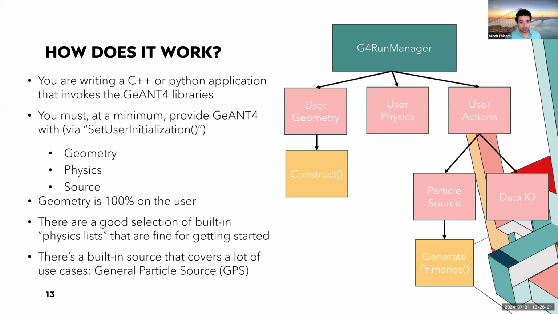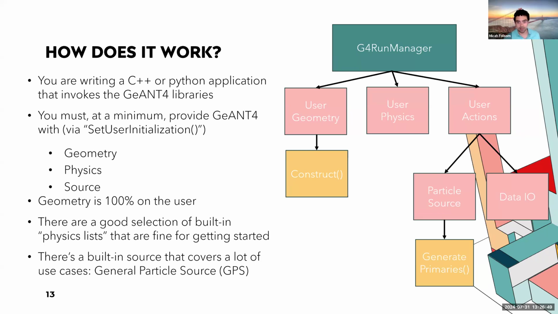So as a developer, you're actually writing a C++ or Python application that invokes the Geant4 libraries. You don't touch the top part, the Geant4 run manager. You don't define anything. You don't override anything. You interact with it and you tell it, here is my stuff. Here's my geometry. Here's my physics. Here's my custom actions. And you give it to it. And that's your hook into the program so that Geant4 will call your functions and not the built-in ones.